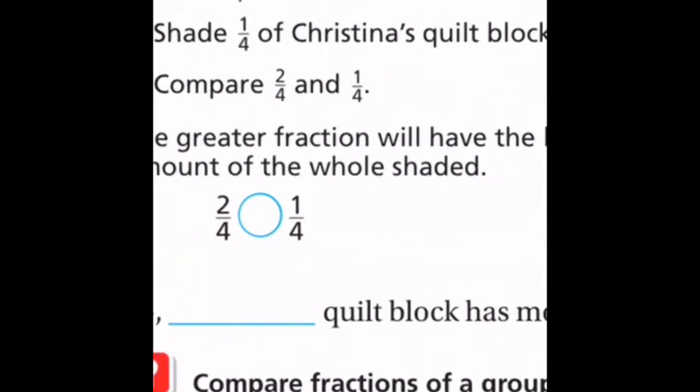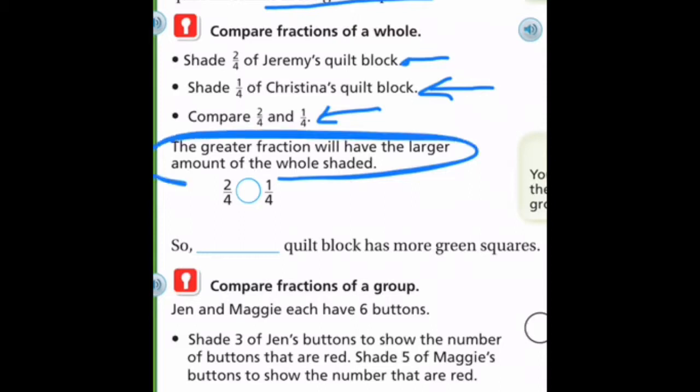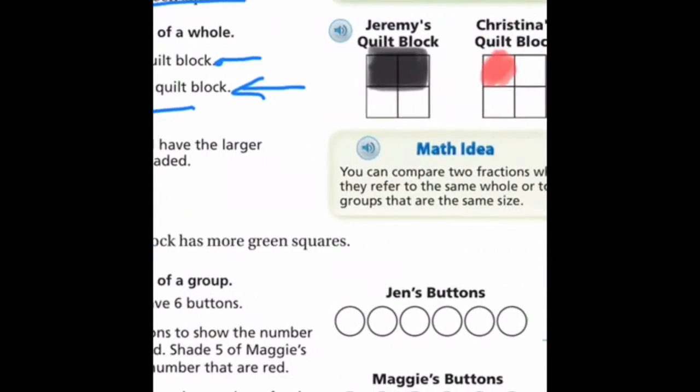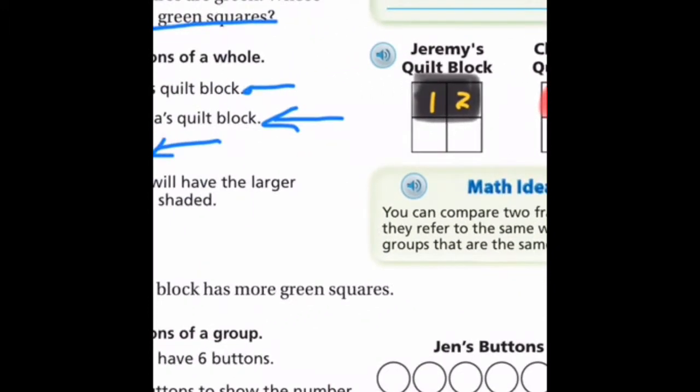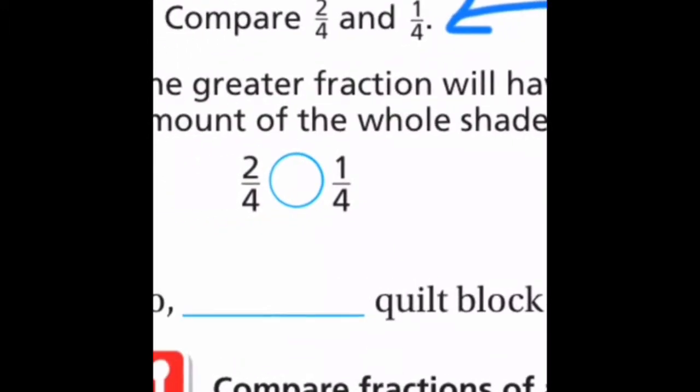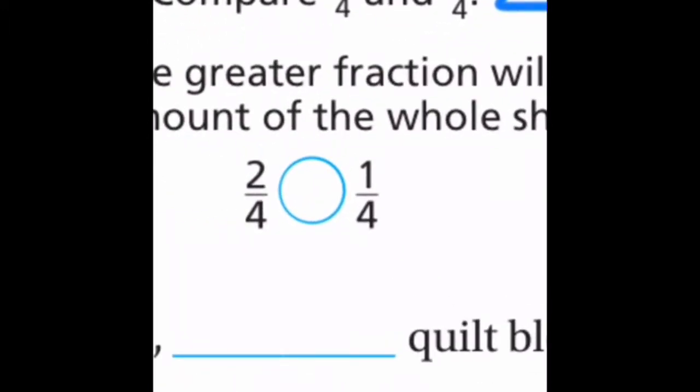And then after we've shaded them, we are going to compare the two fractions. And it says right here, the greater fraction will have the larger amount of the whole thing shaded. So if we look over here, Jeremy had 2 shaded, and Christina's only had 1 shaded, so Jeremy's is bigger. 2/4, he was 2/4. That means 2/4 is greater than 1/4.